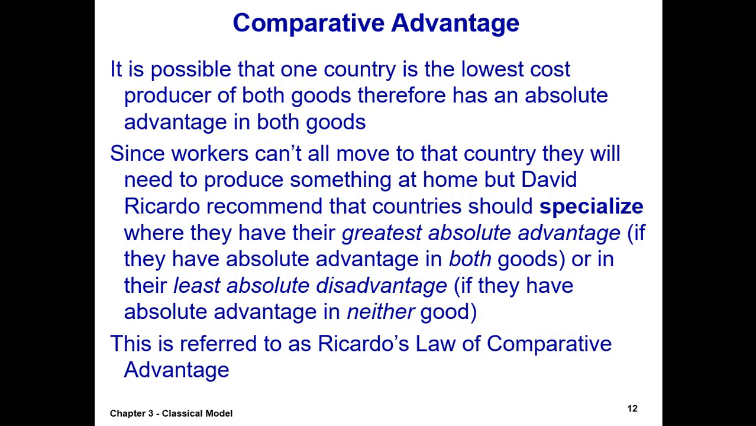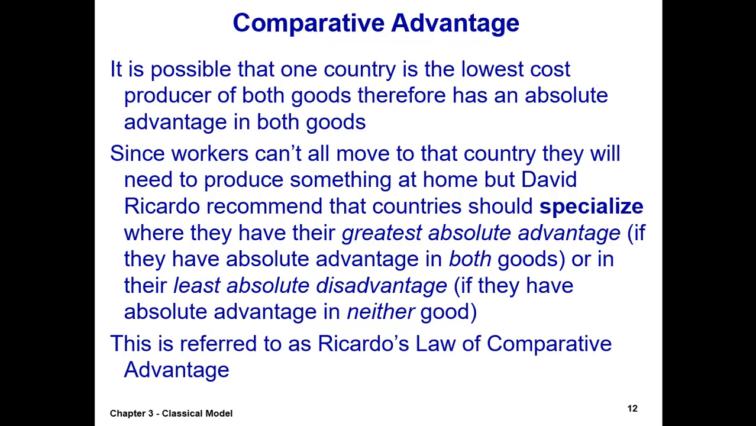The comparative advantage, which was introduced by David Ricardo, is more important. It's the aspect that we use. And in this case, he's saying, what if one country has absolute advantage in both goods? And that would mean they shouldn't trade according to Smith's approach.